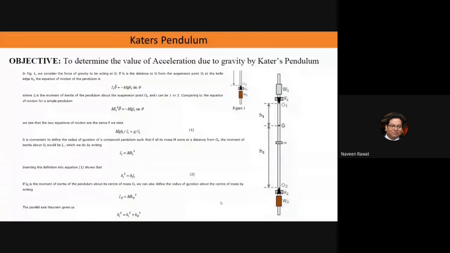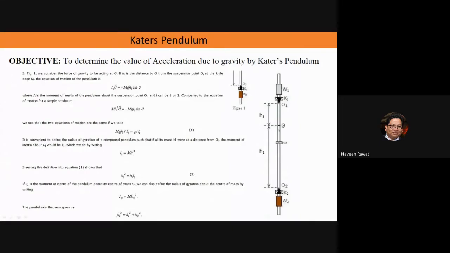Coming back to Kater's pendulum, again, it is a compound pendulum, and what we are trying to do is measure the acceleration due to gravity. Again, we have our point of suspension, which is given by the knife edges, K1 and K2, and the Kater's pendulum has two weights, W1 and W2. One of these is metal, and the other one is wood. The metal is heavier than the wood. So the center of gravity will not be in the center, it will be shifted towards the heavier weight.